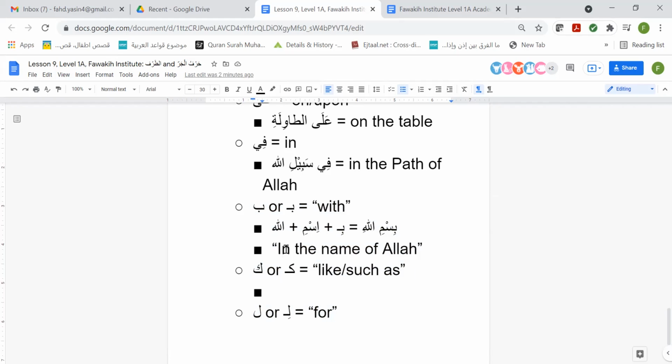And they have to be put together. They can't be separate. So now for this one, I would like to go ahead and show you guys an example in the Quran. I'm just going to go ahead and type it up real quick. It's 1424.